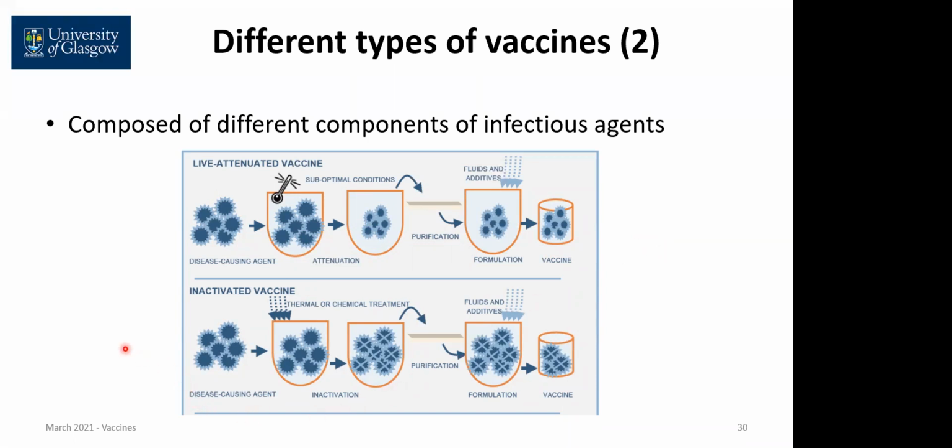The second type is an inactivated vaccine. This involves taking the disease-causing agent and inactivating it in a certain way. This can be thermal or chemical treatment of the microbe, which will kill it. Following the purification step and the formulation of the vaccine, this will then be injected into you. A good example of an inactivated vaccine would be influenza. Because it's inactivated, because the organism isn't viable, you will likely need several doses of these. So you'll need boosters throughout your lifetime.